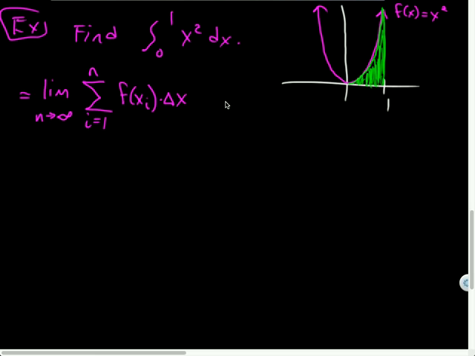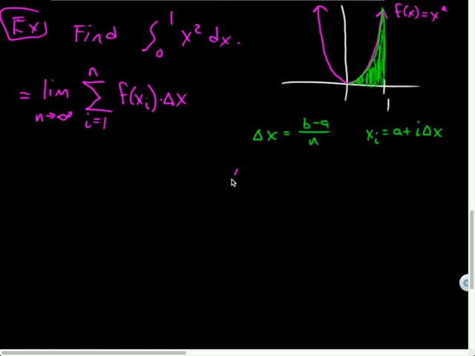So the first thing we should do is find out what is delta x. Does anyone remember the formula for delta x? It was b minus a over n. And then we'll find x sub i, which was a plus i times delta x, right? So let's figure out what both of these are in this case first.